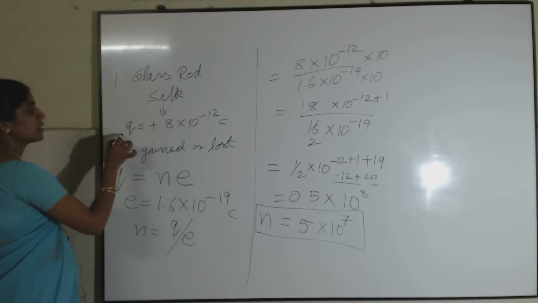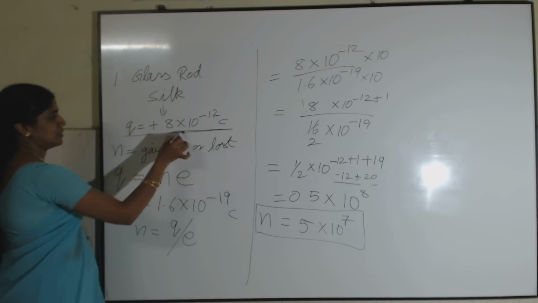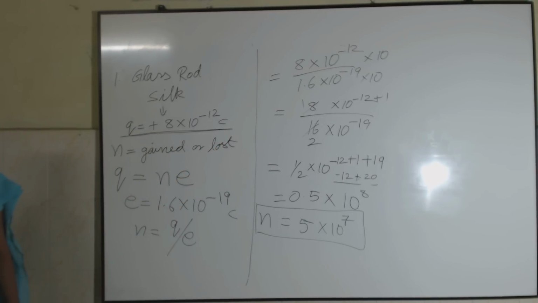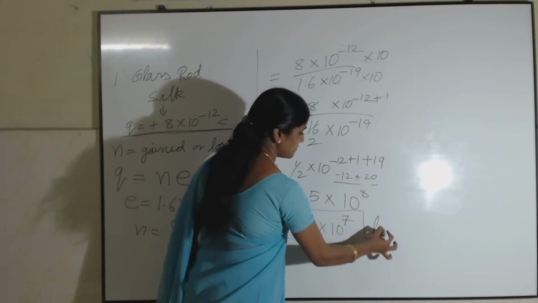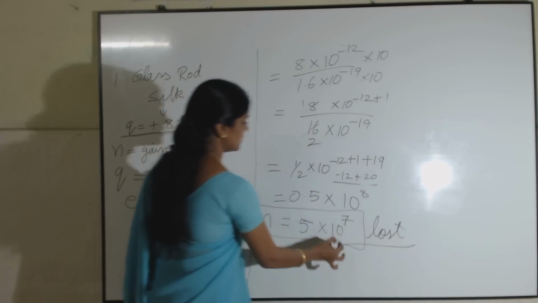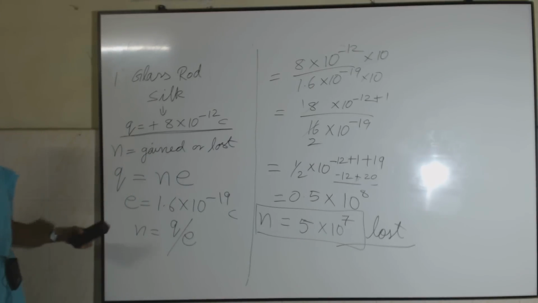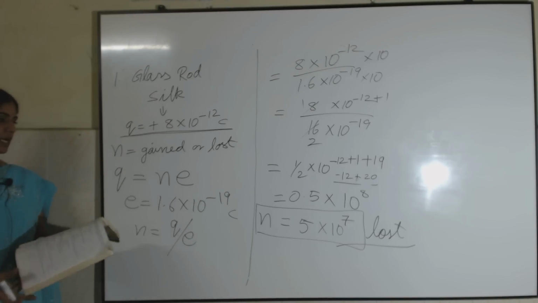Since it is gaining a positive charge, what does that mean? Whether it gains electrons or it loses electrons. Here the silk cloth is gaining a positive charge. So if it gains positive charge, it will lose the electrons. So 5 into 10 power 7 electrons lost. This is the answer you are getting. When a glass rod is rubbed with silk cloth, how many electrons will it lose? 5 into 10 power 7 electrons lost.